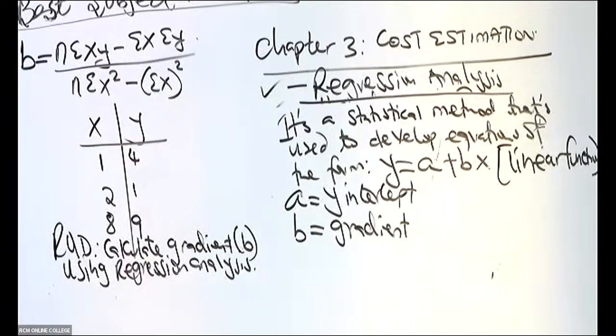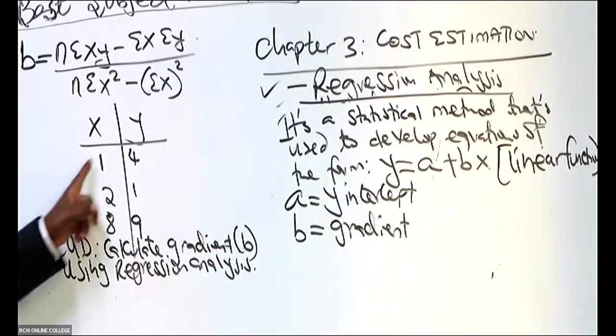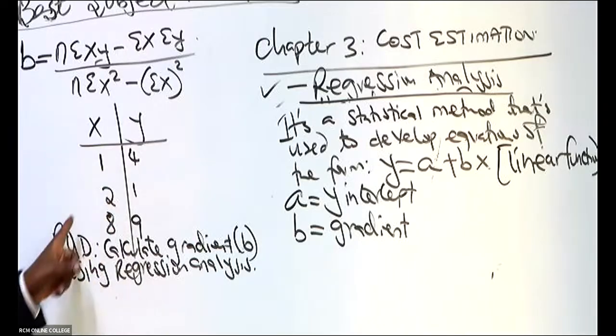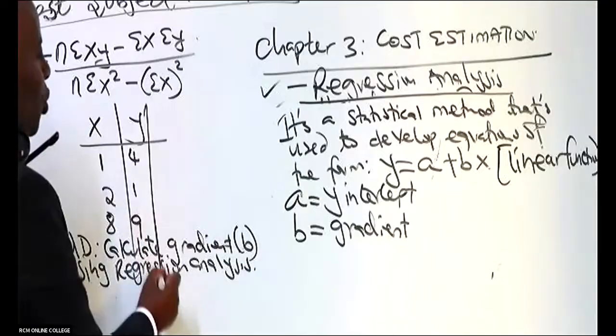Let me ask you a question. From the data set given here, what is our N? N is the number of points, and there are how many? 3. Because a point is an XY coordinate: point 1, point 2, point 3. So N is 3. Now, for me to be able to get this B, I will need 2 extra columns. Which columns are these?